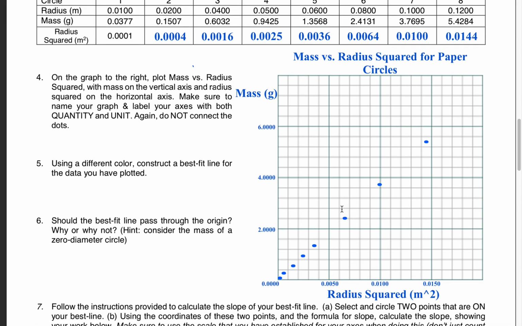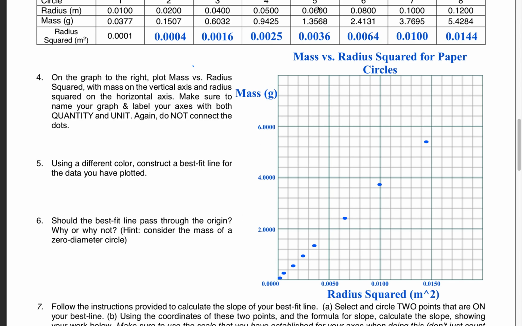Okay, so here I've gone ahead and plotted these points for us. Now note, you don't want to connect these points, because we don't know what's happening between them. These are just discrete data points.